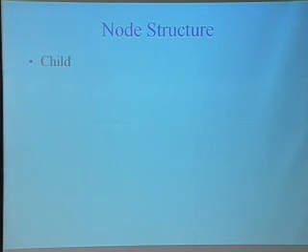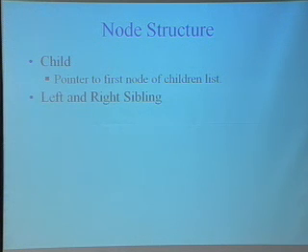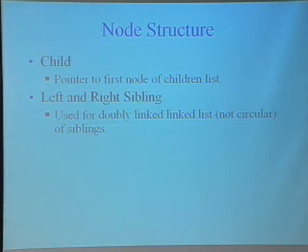The node structure we're going to adopt, each node is going to have a child pointer, which will point to the first child from amongst this list of children. We're going to have left and right sibling pointers, because we're going to keep the siblings in a doubly linked list. This will not be a circular list, though. It will be simply a doubly linked list.